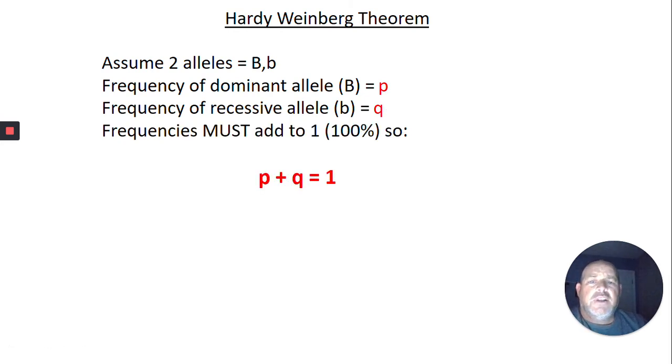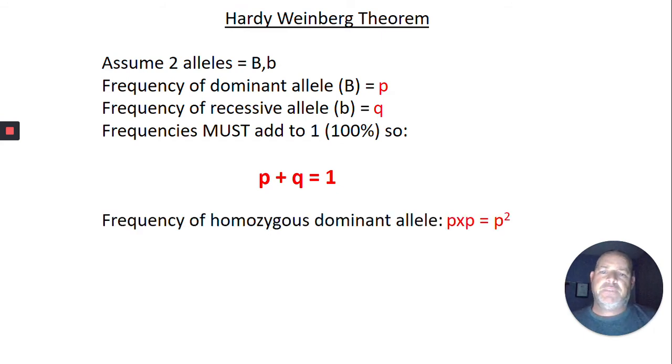So frequencies must add to be 100% because you can only have two alleles, right? And so if you have P and Q and those are the only two things you can have, then the two of them added up must be 100%, right? Because you're going to have some of one allele and some of another allele. And if those are the only two you can have, it has to equal 100% or 1. Okay. So we say P plus Q equals 1. That's the first equation we're going to deal with.